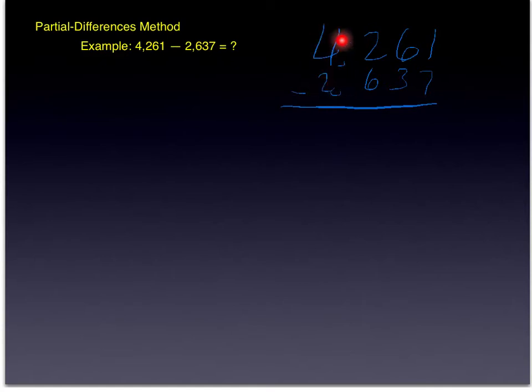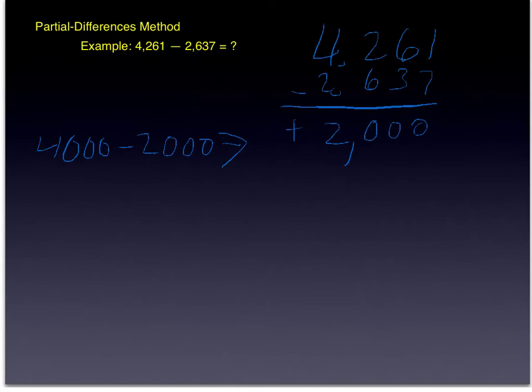So I need to do my far left. So I have 4,000 minus 2,000. Okay, so 4,000 minus 2,000 is going to equal 2,000. But because my top number was bigger than my smaller number, my minuend was bigger than my subtrahend, I put a plus next to it. Okay? And I'll explain why in a minute.